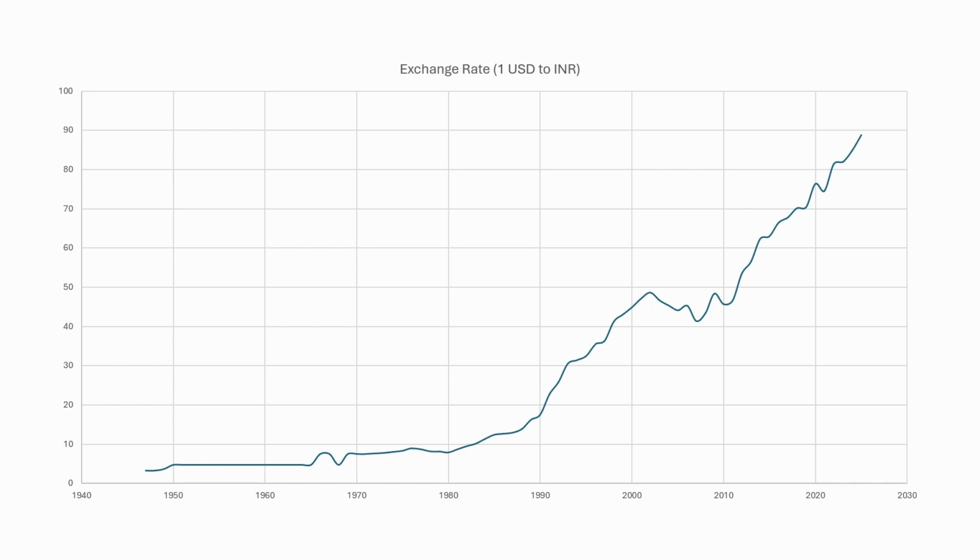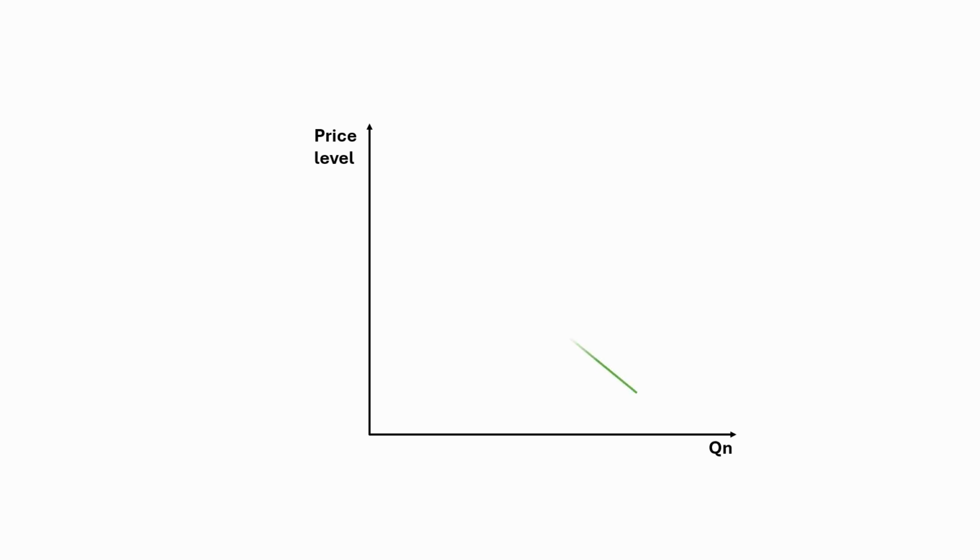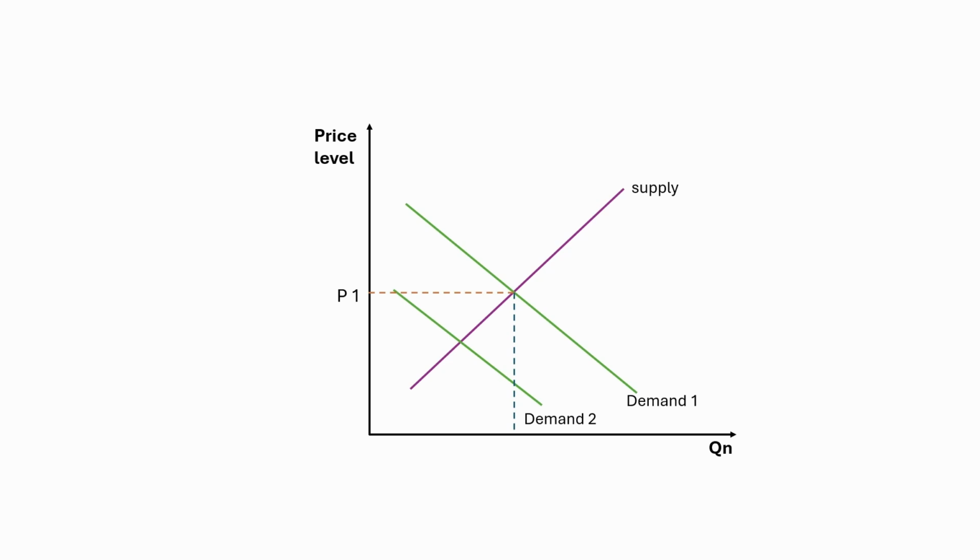Let's consider money as a good or service to have a better understanding. On the y-axis we have price level and on the x-axis we have quantity. The green line represents demand and the purple line represents supply. And P1 is the price level at this equilibrium. Suppose the demand falls from demand 1 to demand 2, then the price level will also fall from P1 to P2, and this will reduce the value of the rupee.